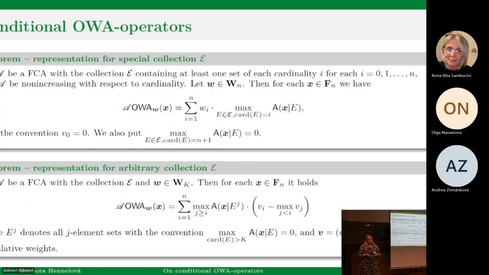But when the collection does not contain at least one set of each cardinality, or the family of conditional aggregation operators is not non-increasing with respect to cardinality, our formula for the conditional OWA operator will be more difficult.